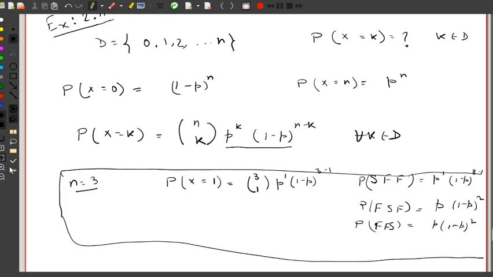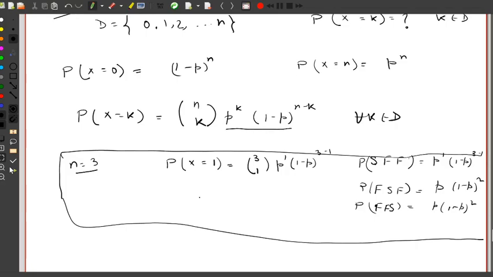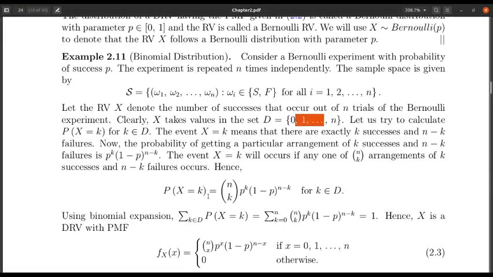This part is coming because this is the probability of one particular arrangement, and this part is coming because there are nCk possible arrangements of success and failure such that X equals k happens. Okay, fine. I hope this example is okay. So now, what do I get? We get that probability X equals k turns out to be nCk p to the power k, (1 minus p) whole to the power n minus k, if k belongs to D.